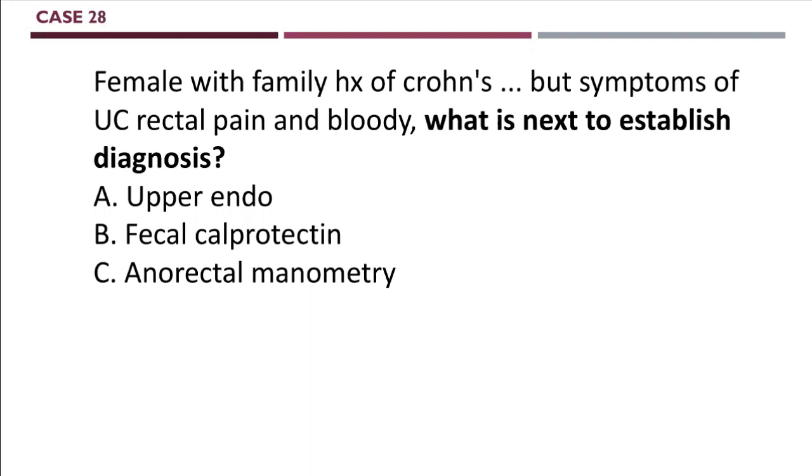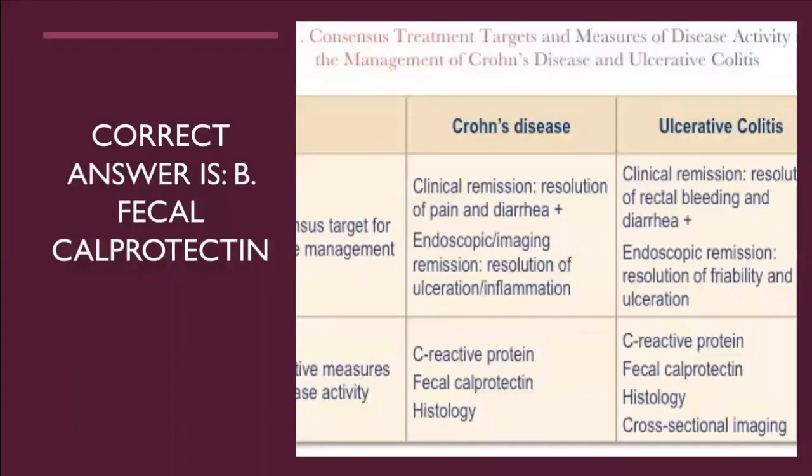B. Yeah, it's one of the tests that would actually help you. It tells you that there is organic disease, the high fecal calprotectin. So you would have the CRP, the fecal calprotectin, and the histology would help you with the colonoscopy to differentiate the two. But fecal calprotectin would help you to see that there is organic disease.